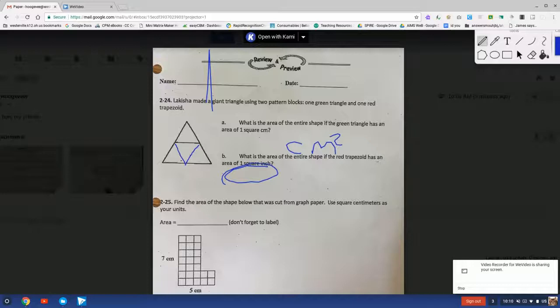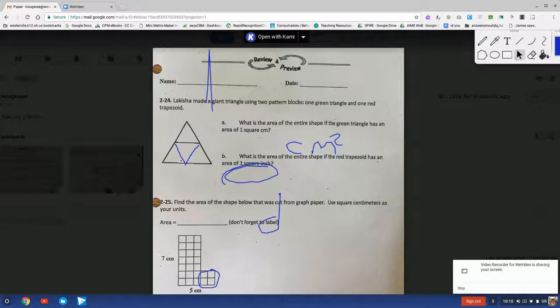Moving on to the next one, find the area of this shape. Now, again, look, it's not a perfect rectangle. We got this little boot connected to it. Do what you need to do to find the area. Count it, multiply it. Again, don't forget to label. That should take you about 2 seconds there. Okay, moving on to the next question.